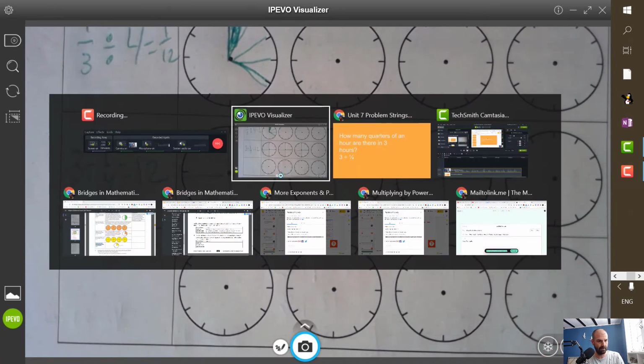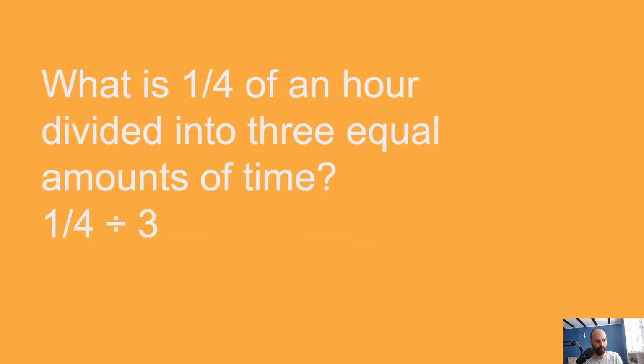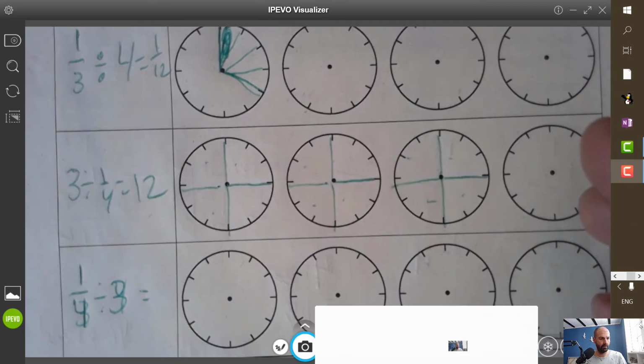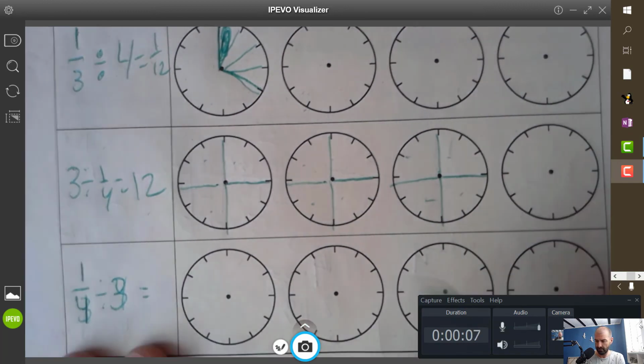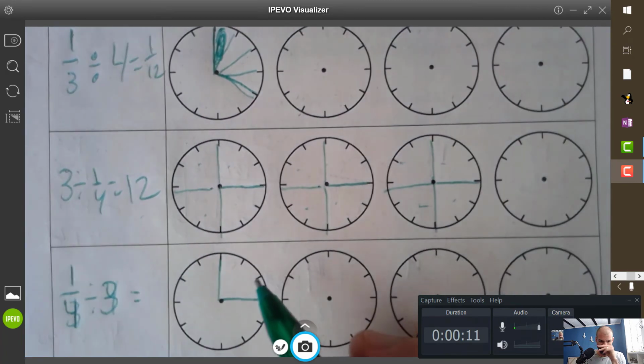Let's see what's next. What is 1/4 of an hour divided into 3 equal amounts? What problem is this? 1/4 divided by 3. Almost said minus. Hold on, Sweepy. Here. 1/4 divided by 3. You're fine. So we have this, and we're going to divide it into 3 parts.